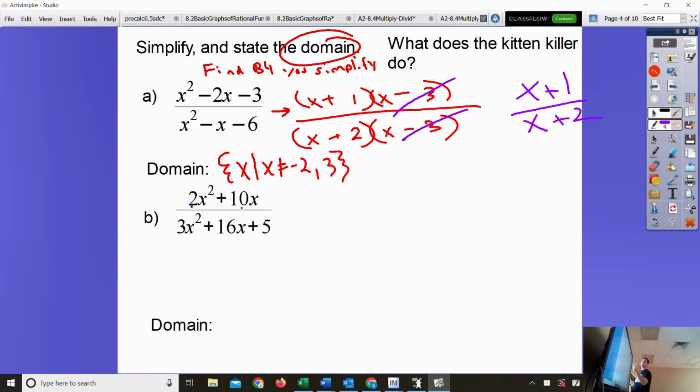2 and 10 are both divisible by what? 2. Both of them contain what? X. If you pull 2x from 2x squared, what's left? X. If you pull 2x from 10x, what's left? 5. Top's factored.